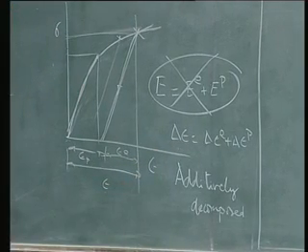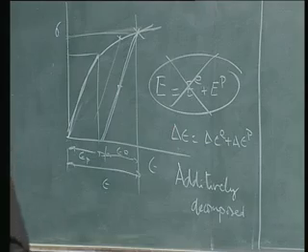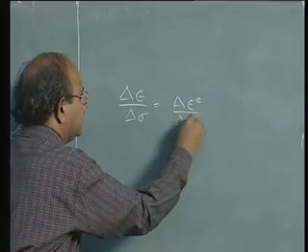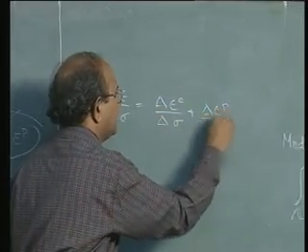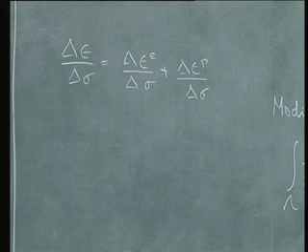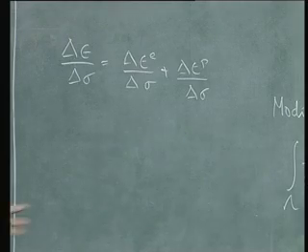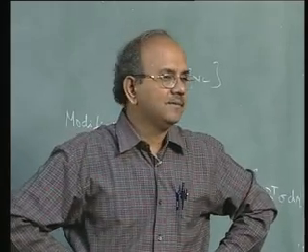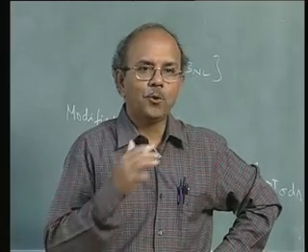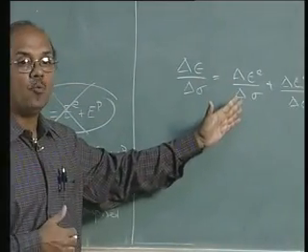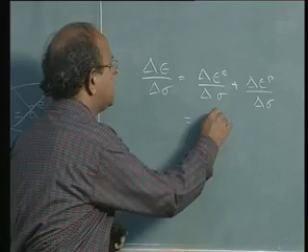Now let me divide this delta epsilon by delta sigma, so that I write delta epsilon by delta sigma is equal to delta epsilon E by delta sigma plus delta epsilon P by delta sigma. What is delta epsilon E by delta sigma, or delta sigma by delta epsilon E? As you write, that is the 1 by E value. So this is the 1 by E value.